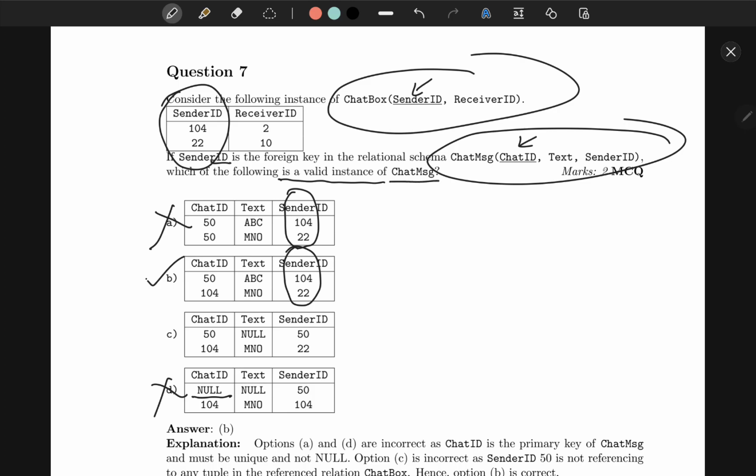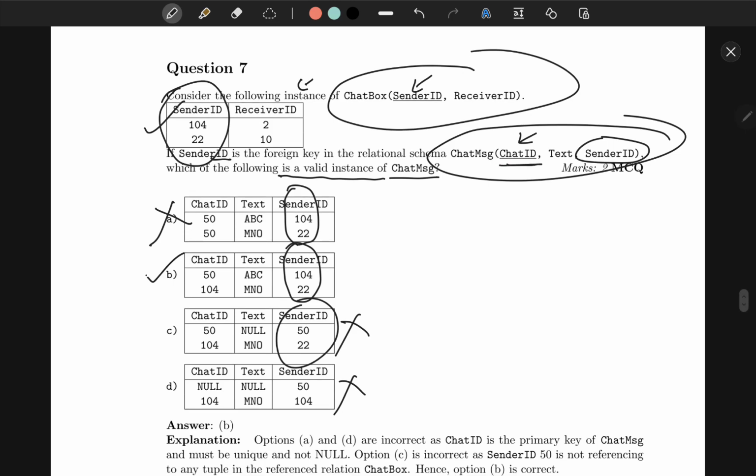First of all, since the center ID works as a foreign key, it should match exactly the instance from the chat box. So we can easily filter out this one as wrong since it doesn't match. This one also doesn't match, so it is easily out. So you just have to find out between A and B. Now you can easily see that chat ID is a primary key, so it cannot be duplicated, and since it is duplicated here, this is clearly a wrong option, so option B is correct.